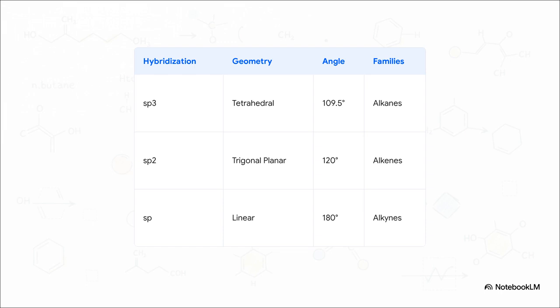Look at this breakdown. When carbon mixes 1 s and 3 p's, you get sp3 hybridization, forming a 3D tetrahedral geometry with angles of exactly 109.5 degrees. That's your standard alkanes. If it mixes 1 s and 2 p's, you get sp2, which lays flat in a trigonal planar shape at 120 degrees for alkenes. And for alkynes, it's just sp, creating a strict linear 180-degree line. These specific geometric angles dictate the physical structure of basically everything in organic chemistry.